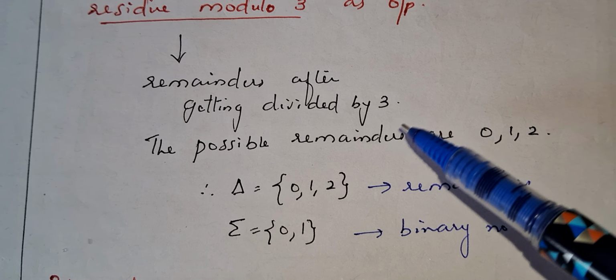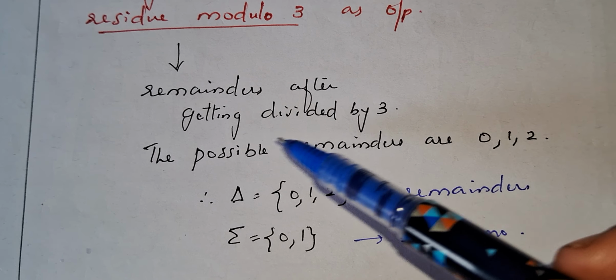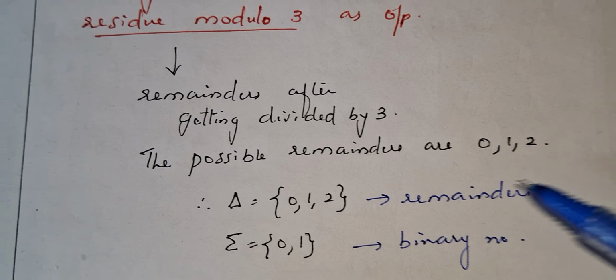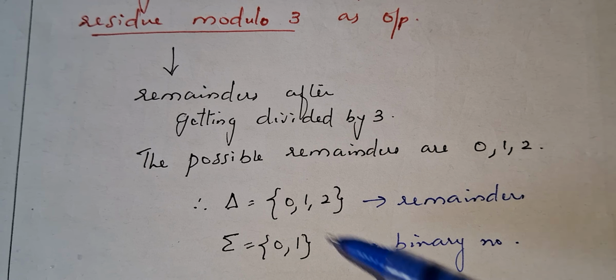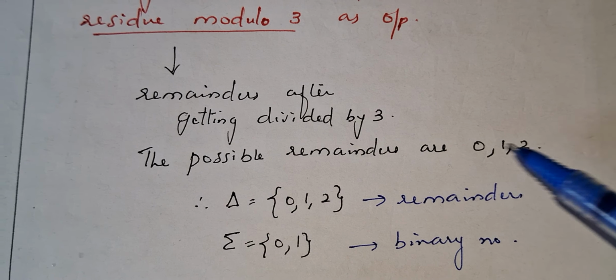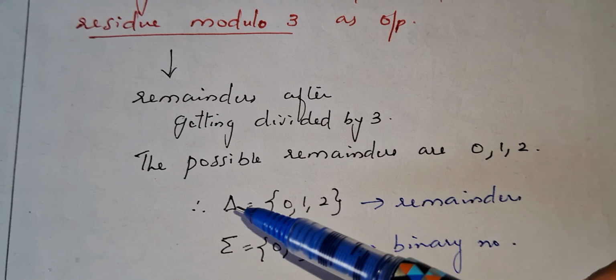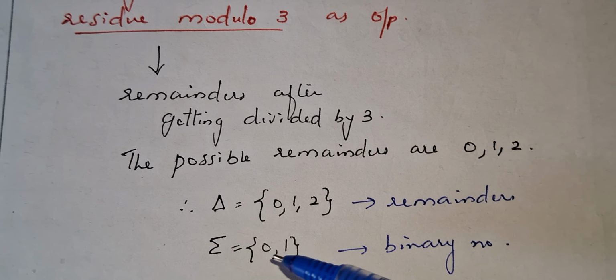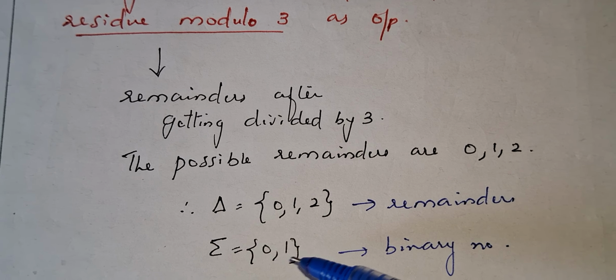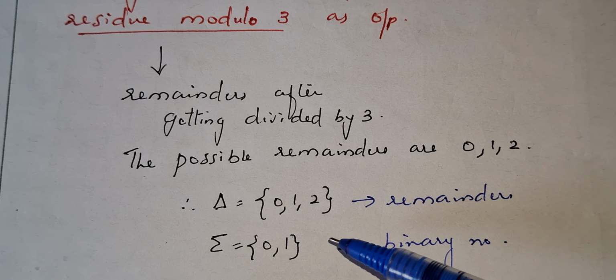So this case, residue modulo 3 means remainders after getting divided by 3. So the possible remainders are 0, 1 and 2. So our output alphabet is, the remainders are the output, right? So output alphabet is 0, 1, 2, and the input is a binary number. Binary number means it's a combination of zeros and ones. So sigma equal to {0, 1}.